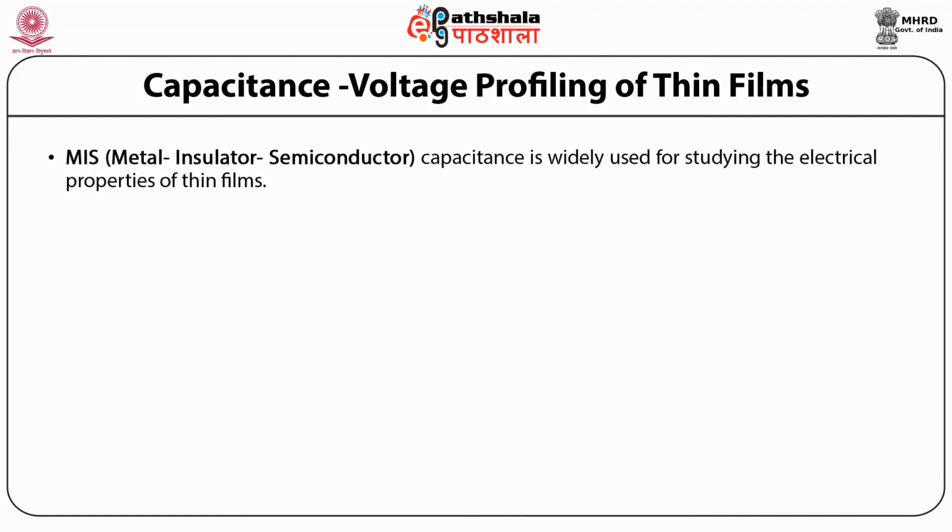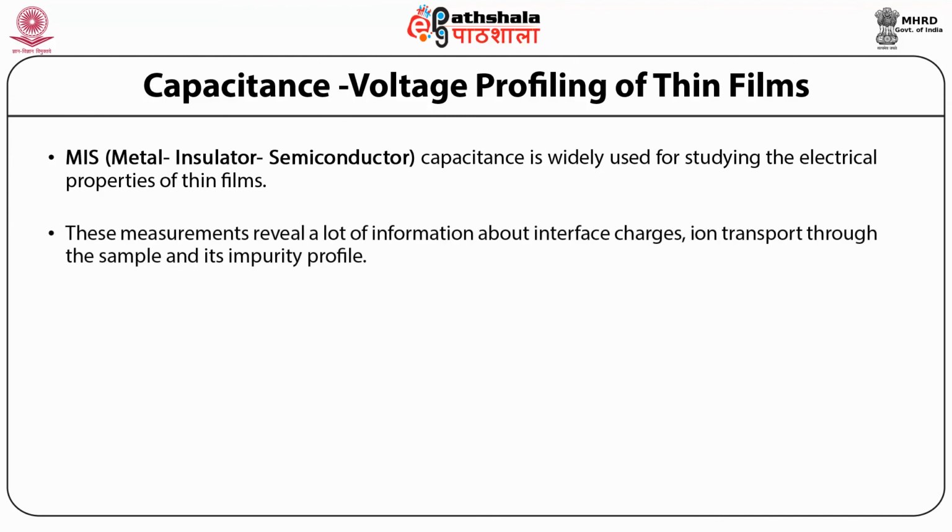MIS, which stands for Metal Insulator Semiconductor. MIS capacitance is widely used for studying the electrical properties of thin films. These measurements reveal a lot of information about interface charges, ion transport through the sample, and its impurity profile.